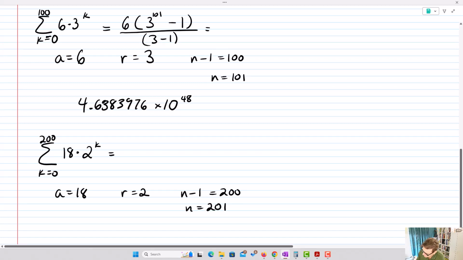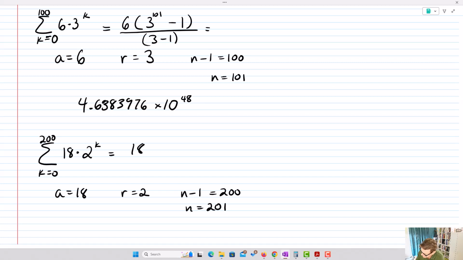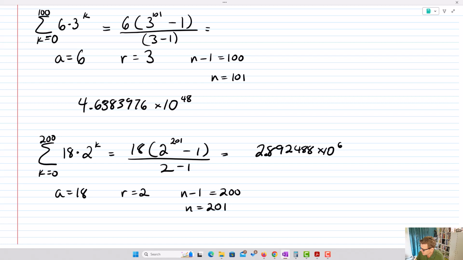So my explicit formula is going to end up being 18 times 2 to the 201 minus 1 over 2 minus 1. Plug that into our calculator, and we get a really, really large number as well. We're going to get 2.892488 times 10 to the 61st power. Woo, big numbers, okay? All right, so that's basically how you're going to use this particular explicit formula.